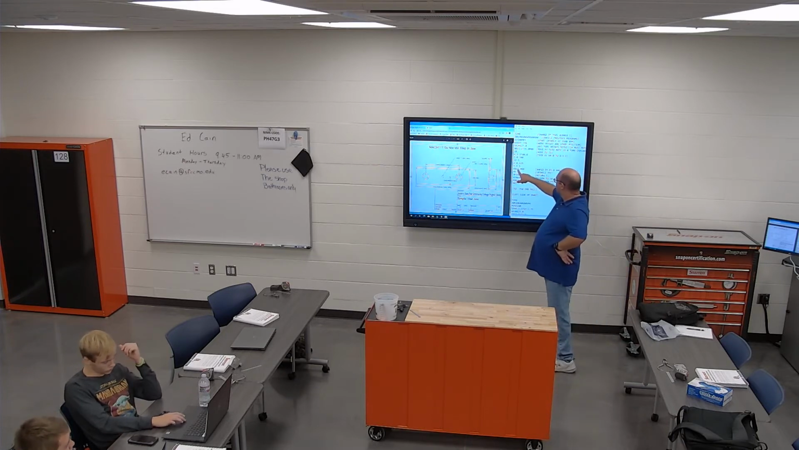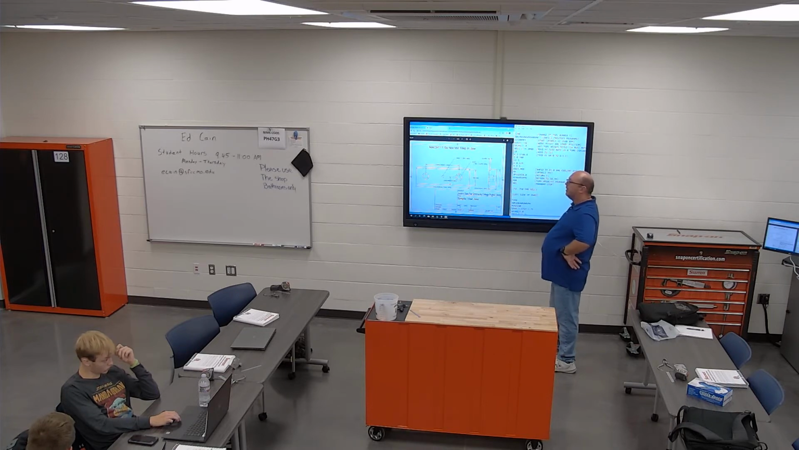G0, rapid move, Z.1, we're just going back up above the part, a Z of 1, and then M9, M9 is just coolant off. M5, spindle off.